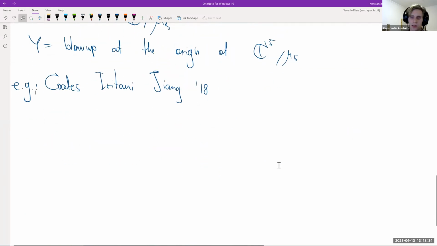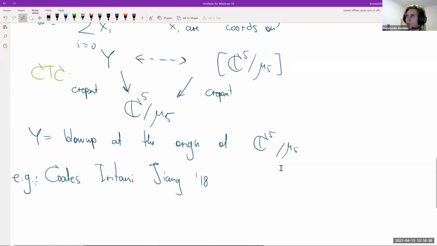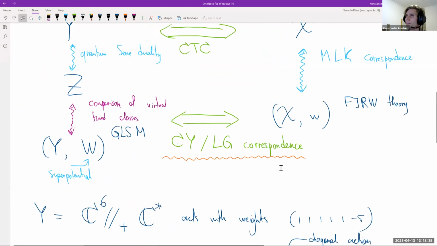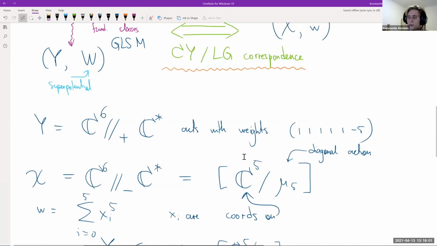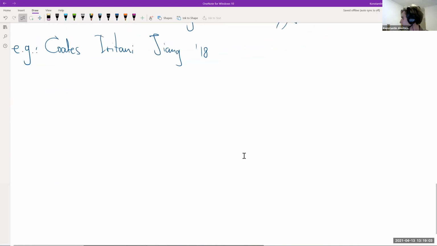So the Landau-Ginzburg/Calabi-Yau correspondence is something that was originally done earlier. It's called the Calabi-Yau/Landau-Ginzburg correspondence because on the left-hand side we have an enumerative theory of maps into a Calabi-Yau variety, and on the other side we have FJRW theory, which is sometimes called a model of Landau-Ginzburg theory in the mathematics literature. So this is why we have these names.